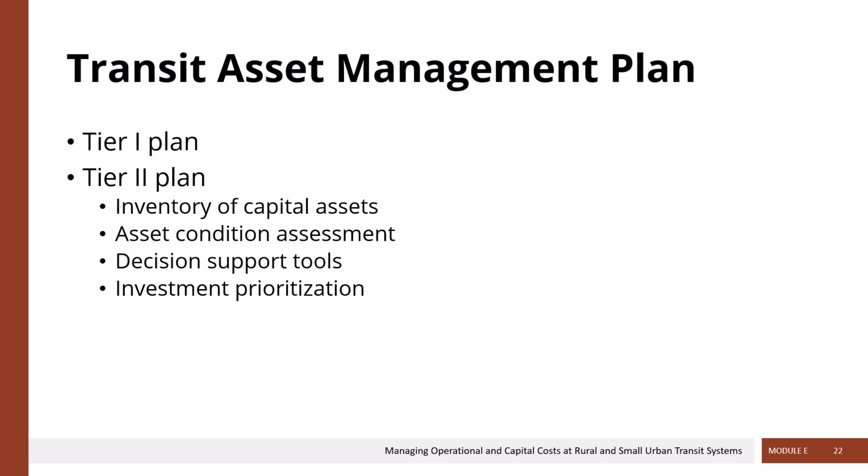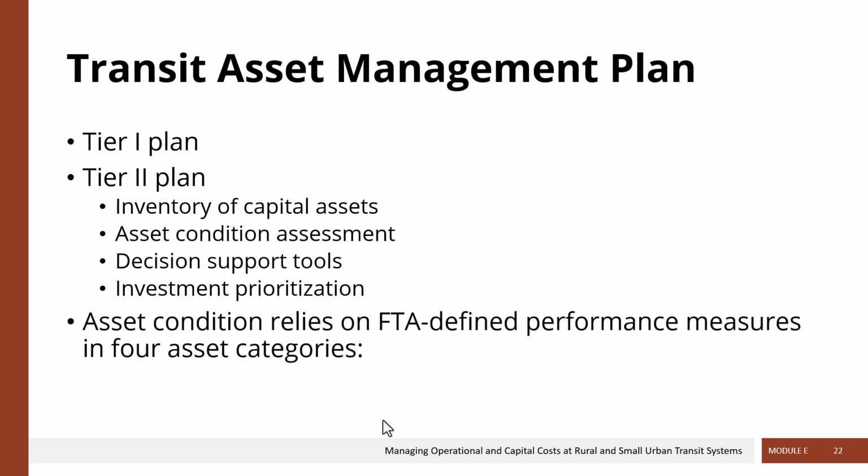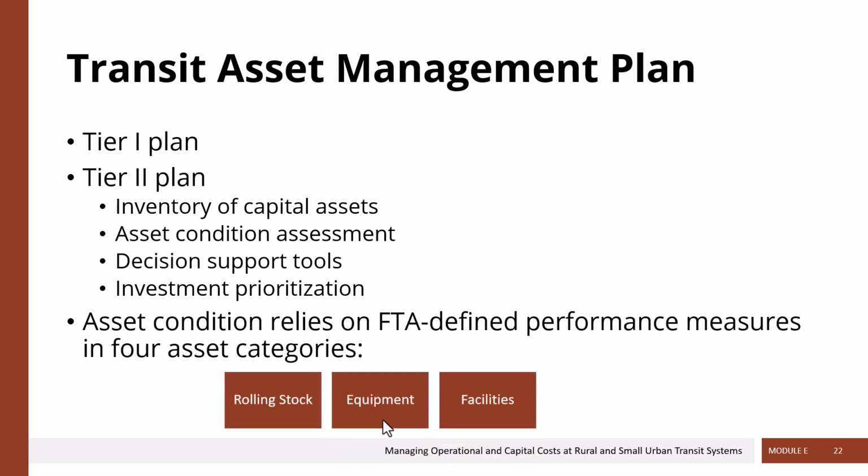A Tier 2 plan must contain an inventory of capital assets, an asset condition assessment, decision support tools, and investment prioritization. Now, the condition of assets relies on FTA-defined performance measures in 4 different categories. So there needs to be an assessment of your rolling stock, your equipment, your facilities, and any infrastructure.